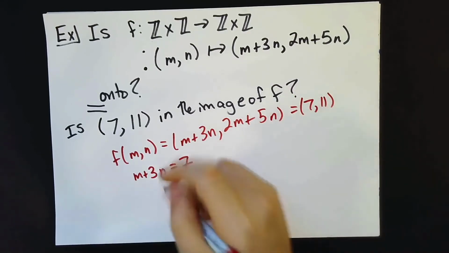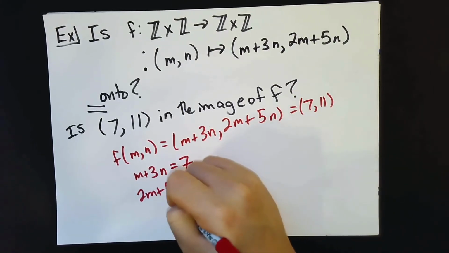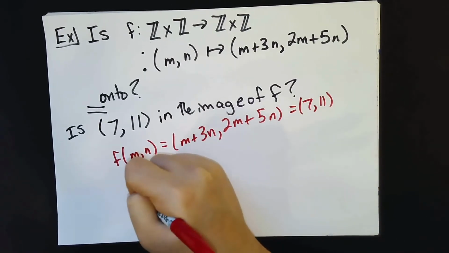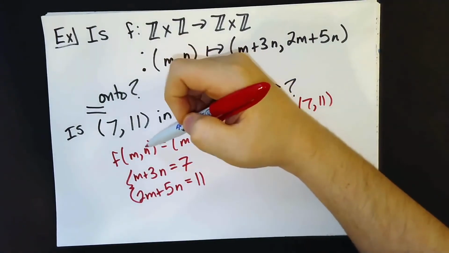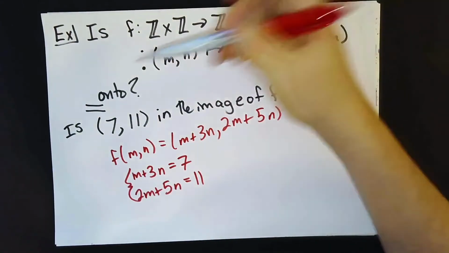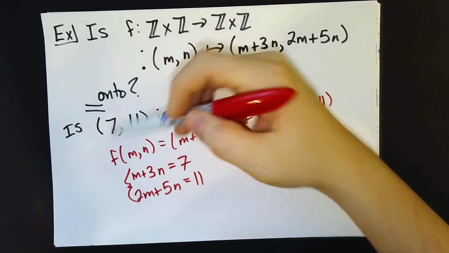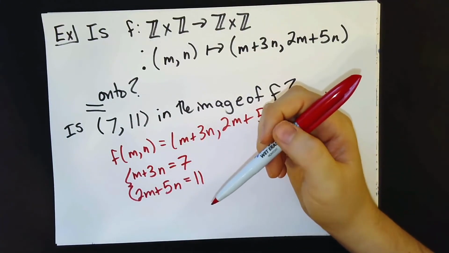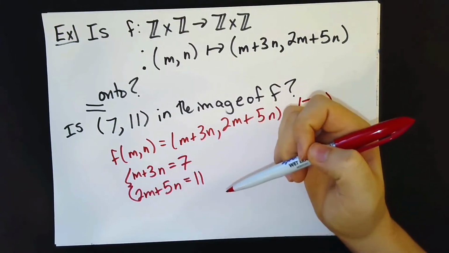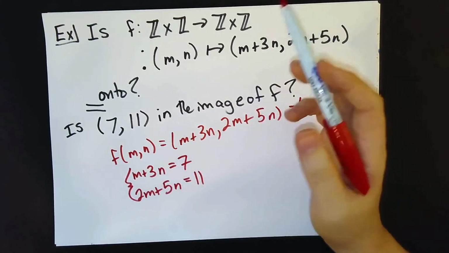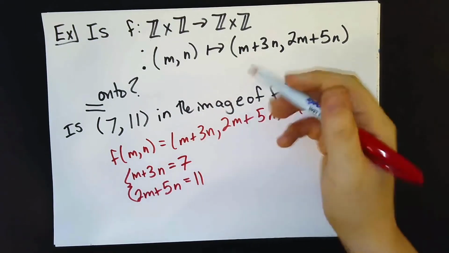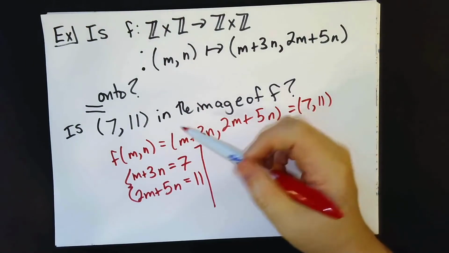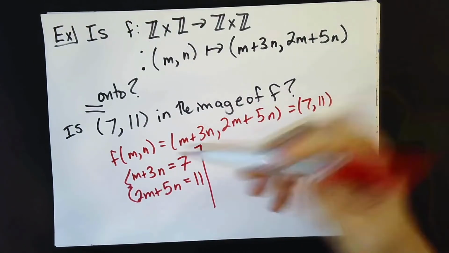And 2m plus 5n is equal to 11. And so really, when I'm looking for an (m, n) that maps to this, I'm really looking for a solution to this system of equations. Now, as I said before, often the best way to solve a system of equations is to combine the equations you're given in some fashion. And so you could do this by substitution or by combining these two things. I did it by combining them last time. Let's do it by substitution this time.